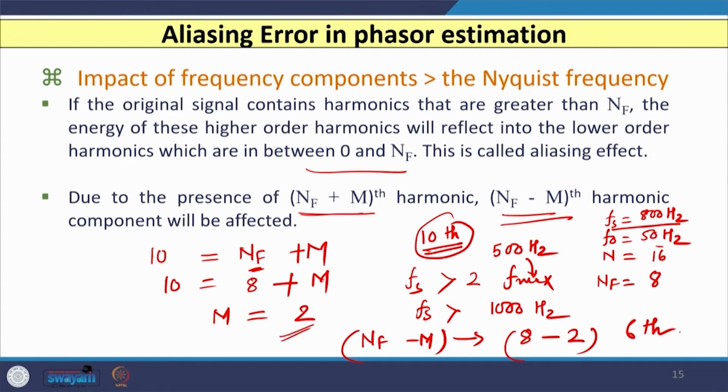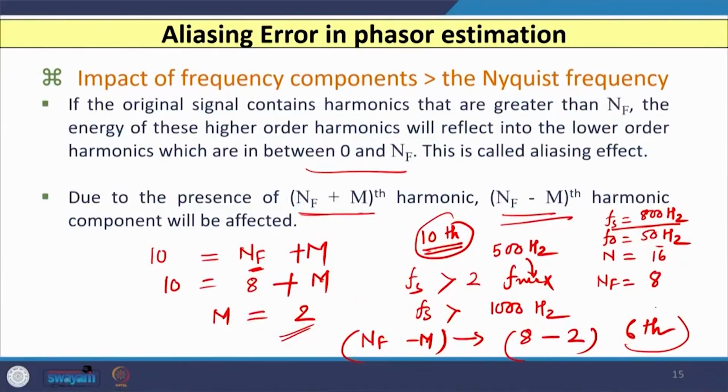So when we acquire any signal, and the sampling frequency does not follow the Nyquist criterion, and that signal contains a frequency component higher than NF, such as the 10th harmonic component in the acquired signal, then because of that 10th harmonic component, your estimation of the 6th harmonic will be affected.